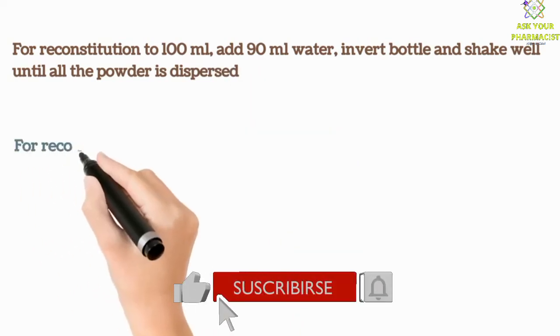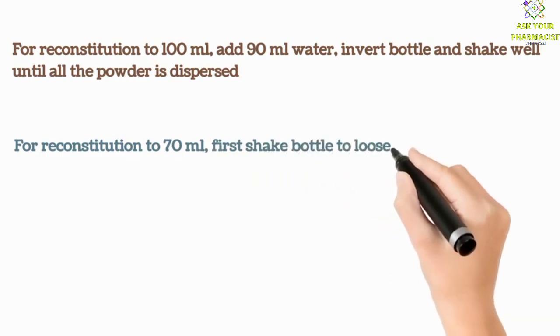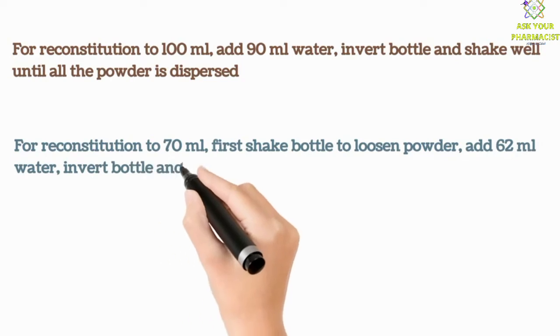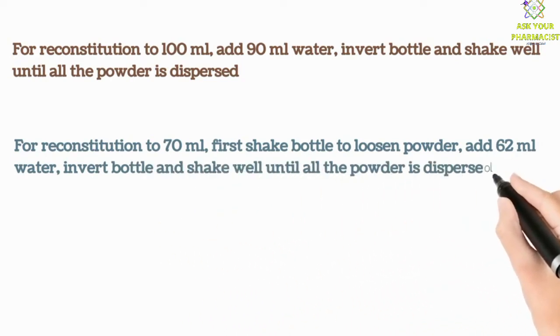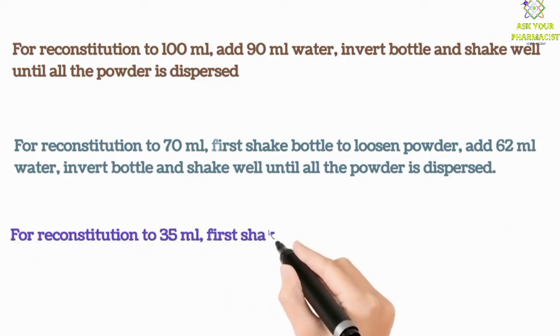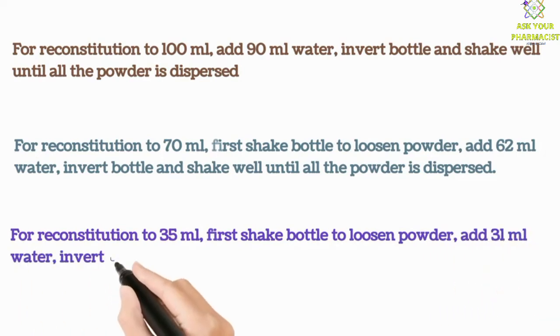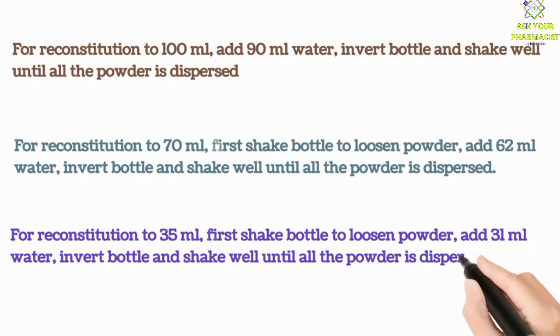For reconstitution to 70 ml, first shake the bottle to loosen the powder. Add 62 milliliters water, invert the bottle and shake well, until all the powder is dispersed. For reconstitution to a 35 milliliter bottle, first shake the bottle to loosen the powder, add 31 milliliters water, invert the bottle and shake well, until all the powder is dispersed.